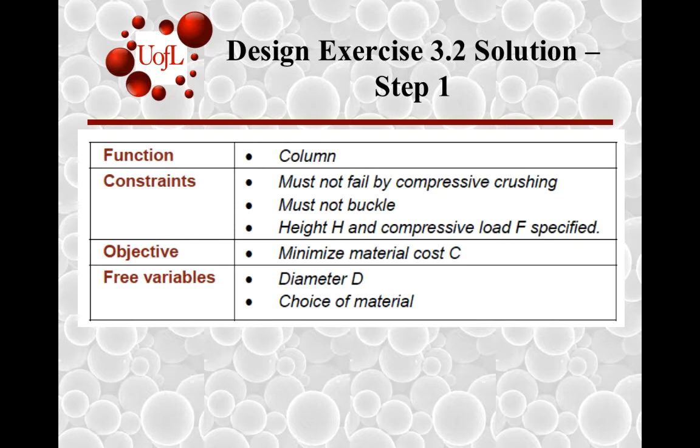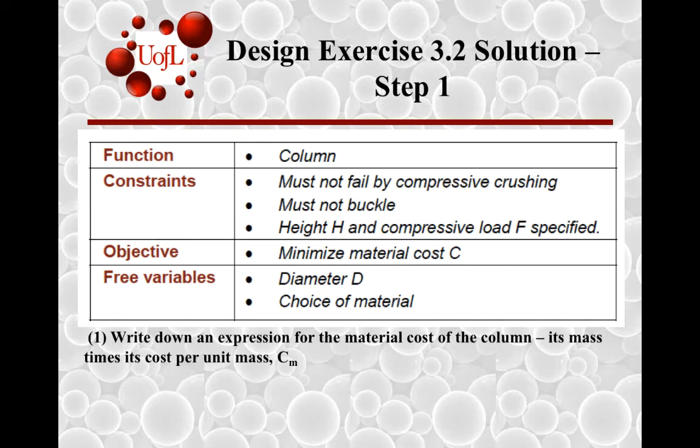The objective is to minimize the material cost to satisfy each of those constraints. You're free to vary the diameter, and so that's a free variable. It's not specified. And the material is not specified either, so you have a choice of materials. So first thing we have to do is to write an expression for the material cost, which is mass times the cost per unit mass. Mass being volume for the geometry for the cylinder times the density based on the material.